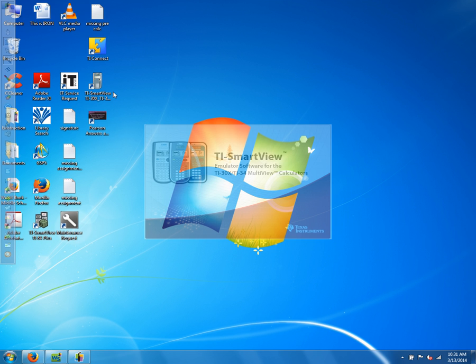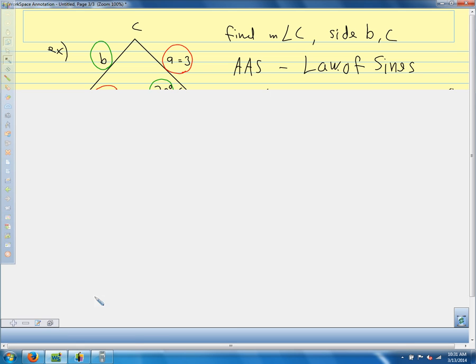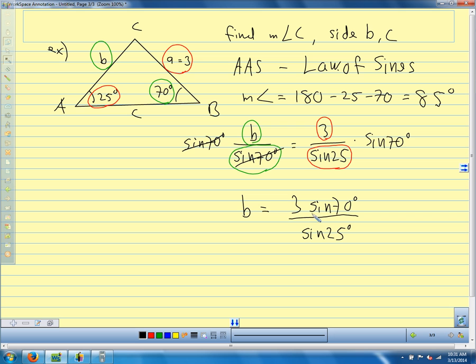So when you got down to b equals 3 times sine 25, the other way around, 3 sine 70 over sine 25? Yeah. Okay. Are you good? Yeah.